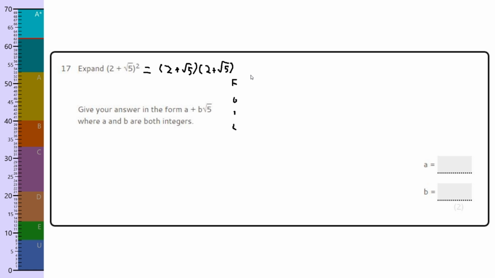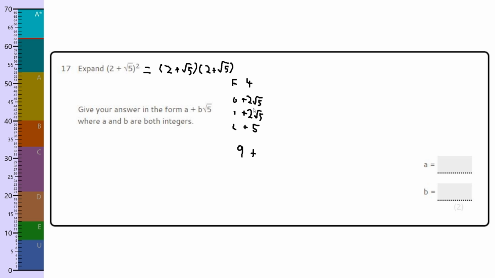So the first is going to be 4. The outside ones is going to be 2 root 5, and that's how we show it. It's like algebra. We put the number before the surd. If we put the number second, it would look like root 52. The inside ones, which is 2 root 5 again, and these are plus. And then the thing you need to know about surds is when you times them by themselves, you just get the number. You get rid of the surd. So root 5 times root 5 is just 5. 4 plus 5 is 9.